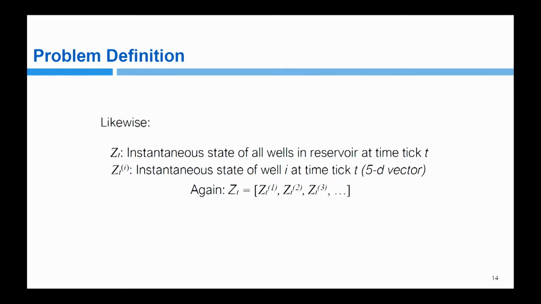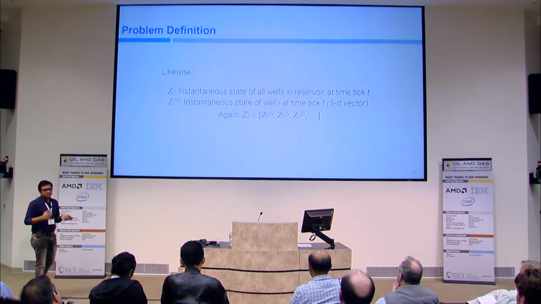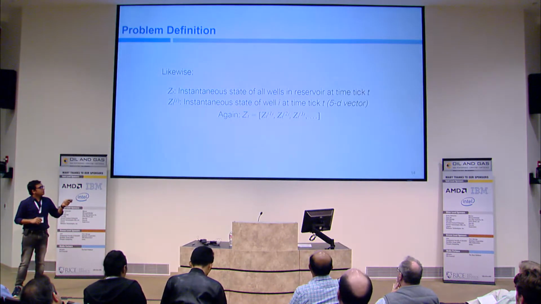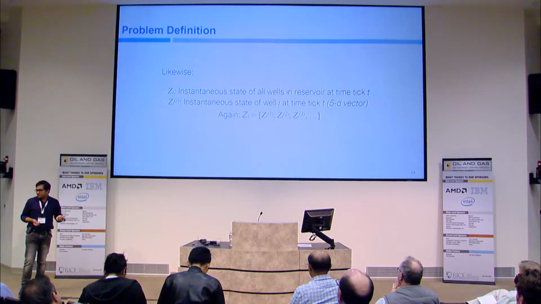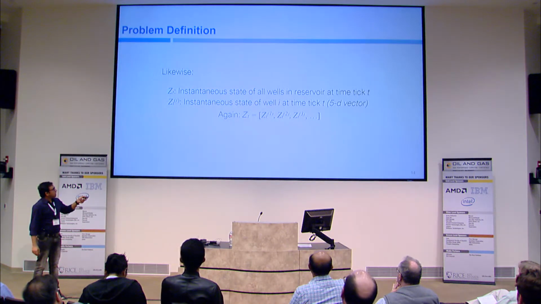Similarly, we can define zt. zt is the instantaneous state, which corresponds to different characteristics like the flow rate and the pressures in the well. We will see all these variables later as well, so we can know how this affects our system. The instantaneous state again is another vector which consists of 5 different dimensions we are interested in. And again, this zt is an accumulation of all the different wells in the reservoir.